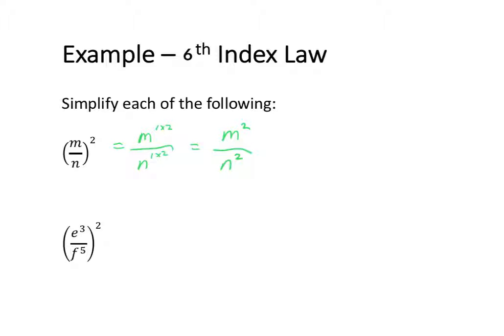So in my second example, I've got (e to the power of 3 divided by f to the power of 5) raised to the power of 2. To apply my sixth index law, I multiply my indices inside of my bracket by my index outside of my bracket. So that's going to become e to the power of 3 times 2 over f to the power of 5 times 2, which equals e to the power of 6 over f to the power of 10.